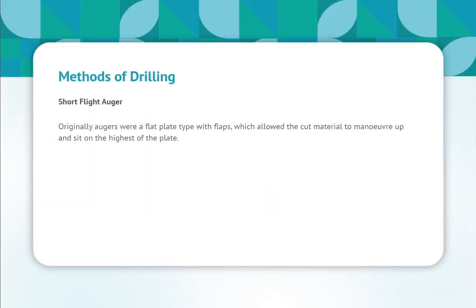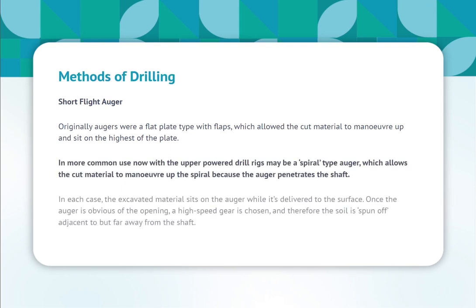Short flight auger. Originally augers were a flat plate type with flaps, which allowed the cut material to maneuver up and sit on the top of the plate. In more common use now with the higher-powered drill rigs may be a spiral-type auger, which allows the cut material to maneuver up the spiral as the auger penetrates the shaft. In each case, the excavated material sits on the auger while it's delivered to the surface. Once the auger is clear of the opening, a high-speed gear is chosen, and the soil is spun off adjacent to but far away from the shaft.